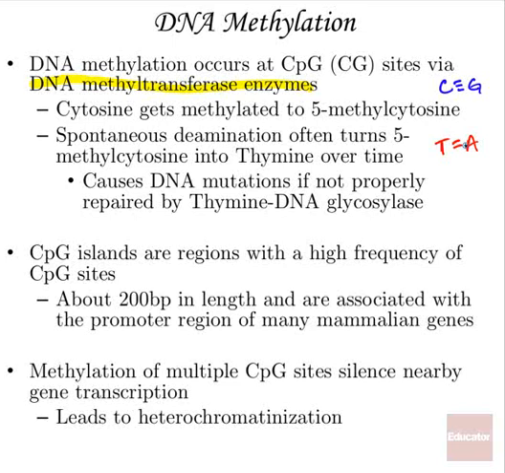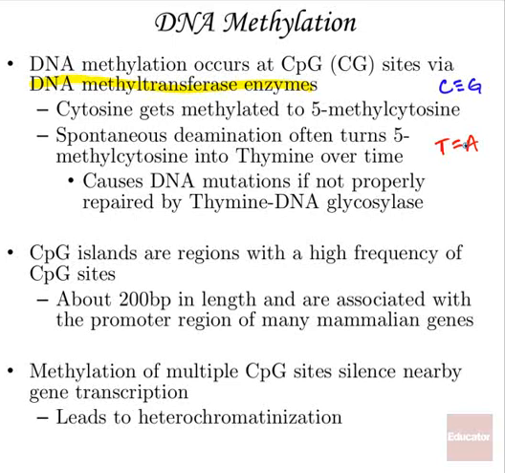Okay? So CpG islands, I just want to talk about because you'll hear that a lot, probably if you read some research papers or if your professor's talking about genetics and especially DNA methylation. CpG islands are just regions of DNA with a high frequency of CG sites, and they're usually about 200 base pairs in length, and they're associated with promoter regions of a lot of our mammalian genes. So usually when you see CpG islands, that should bring to your mind, oh, we are in the promoter of a gene. Okay, not all the time, but very frequently.